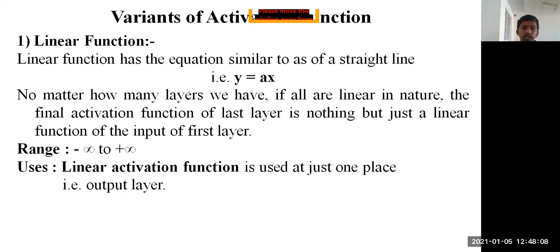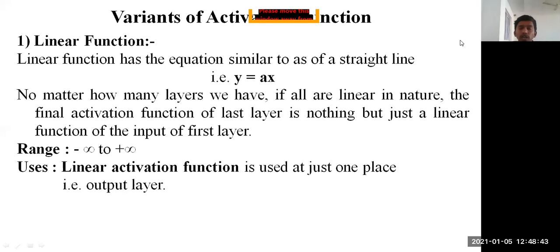With respect to that, we have different types of activation functions, which are called variants of activation function. The first one is the linear function, which talks about linear data points. A linear function is similar to a straight line equation, that is y equal to mx plus c, where m is the slope. Here we are calling it y equal to ax. No matter how many layers we have, if all are linear in nature, the final activation function of the last layer, that is the output layer, is nothing but a linear function of the input of the first layer.